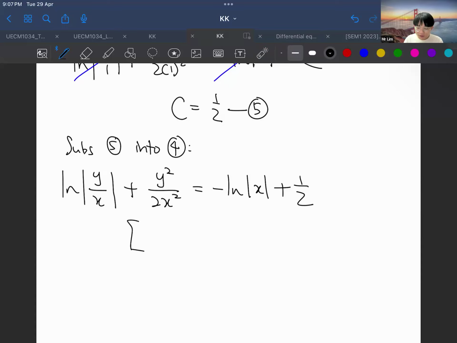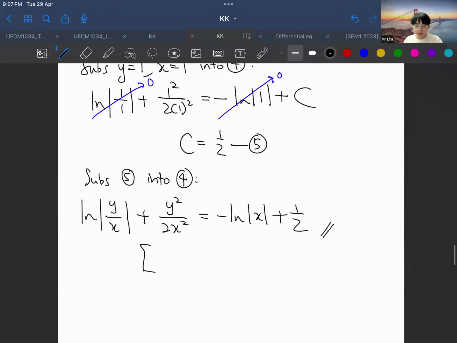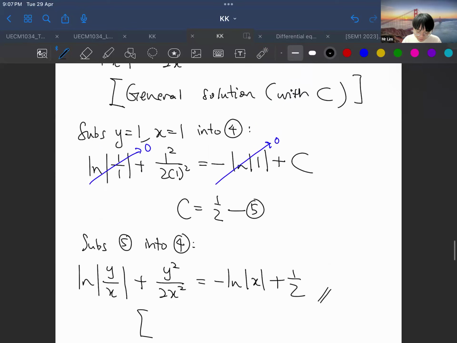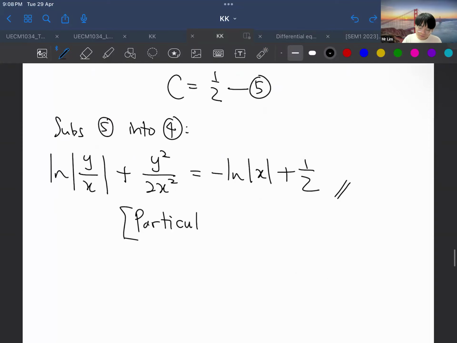And this is the final answer. At the same time, we also call this a particular solution. That just now was a general solution with C. So a particular solution is the one where you have a specific value of C. You already found your C, and substituted C equals something already.